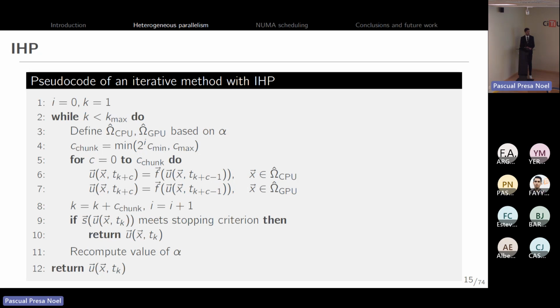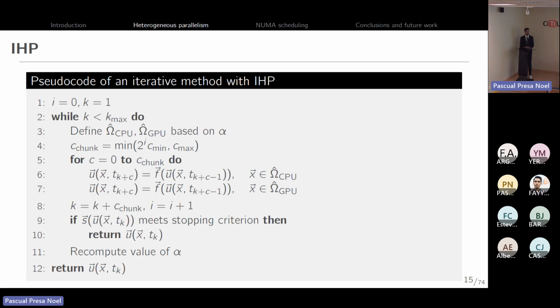This is how a time step method would look with our library. We have a main loop iterating over the time steps. And in each iteration, we first divide the global domain between the CPU and the GPU. We decide for how long we use that workload balance, and we perform the computations in steps 6 and 7. These steps are done concurrently. Both devices work at the same time. Once they finish their work, we check if the stopping criterion is met, and we compute the value of alpha again if it's needed.